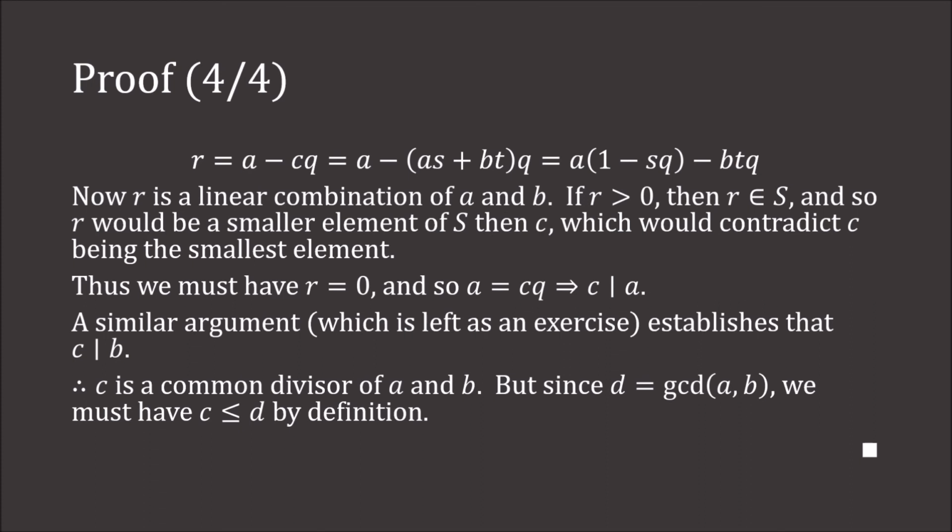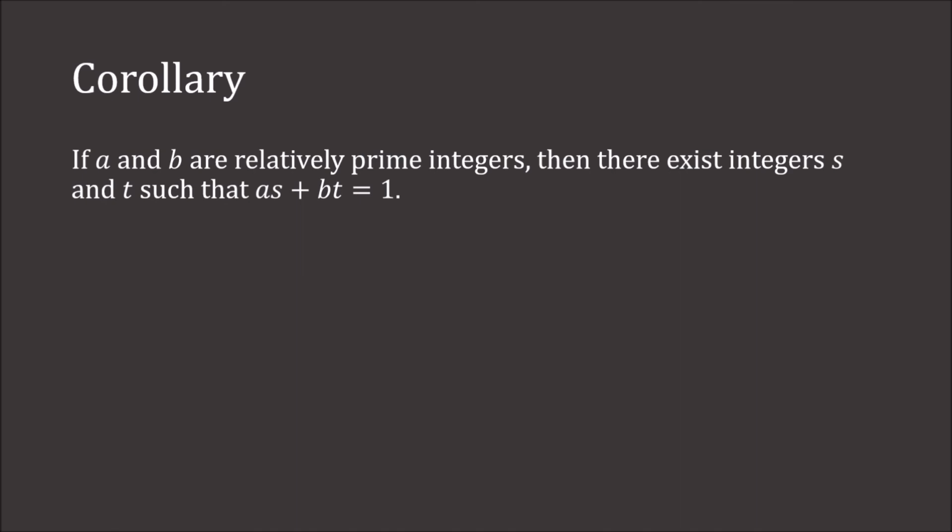Now, as a direct corollary of this, if A and B are relatively prime integers, then there exist integers S and T such that AS plus BT is equal to 1. This literally follows directly from the previous theorem by just setting the GCD to 1.